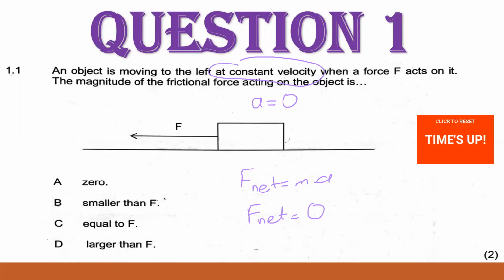Friction force. What we know about friction force? Friction force always opposite direction of motion. So we have some important points. To get good mark, we have some important points. One important point for friction force, always opposite direction of motion. This object is going to the left, direction of motion this way, so friction force going this way. Friction force, opposite direction of motion.